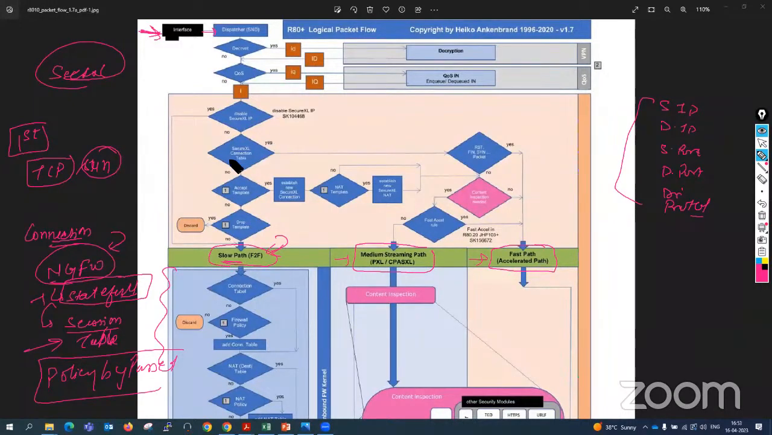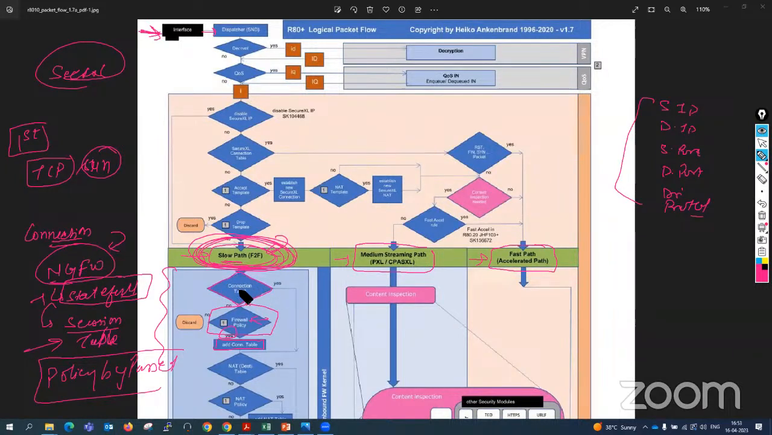Do you want to see an example? What I have told you is that the first packet will come to the slow path. Let's suppose this is my slow path. You all can see, right? In the slow path, we have policy lookup. The moment the policy lookup says yes, the traffic is allowed, we add a connection table entry. It means one entry will be generated in the connection table, at this level.